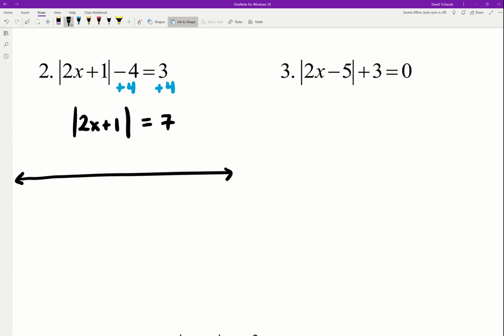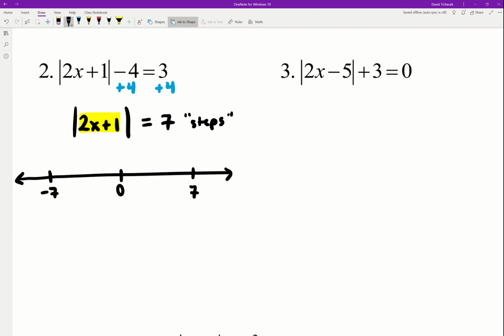So if I have this number line here and I'm at 0, again, I want to be 7 quote-unquote steps away from 0. Whatever this number, 2x plus 1 is, I know that when I take the absolute value of it, it's going to give me 7 steps away from 0. So if I go 7 steps to the right, I am at 7. If I go 7 steps to the left, I am at negative 7.